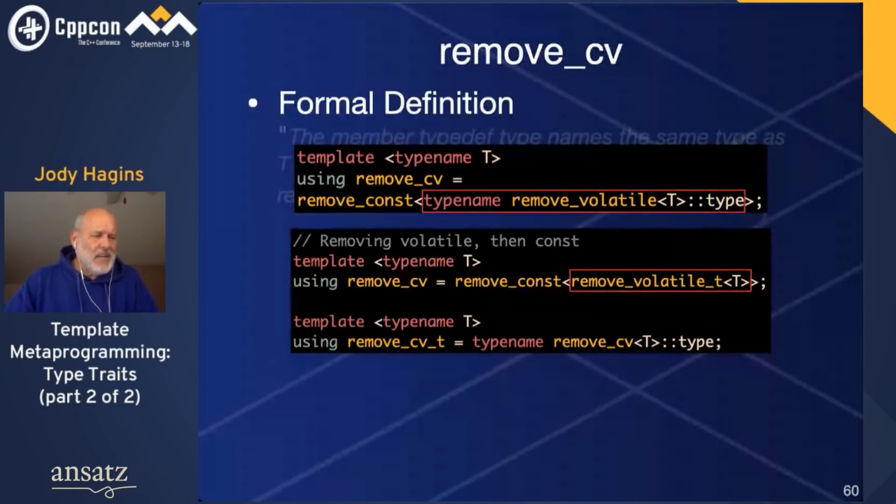Now, there's something interesting here. Remove CV takes remove const, but it doesn't do remove const underscore T. It does remove volatile underscore T, but it doesn't remove const underscore T, because remove CV is going to be a metafunction. We want to be able to call it like a function. If we had said that remove CV equals remove const underscore T, then it would have invoked the remove const metafunction. And that's not what we want. We're defining remove CV as a metafunction, and it's actually going to be the exact same as the metafunction remove const. Okay.